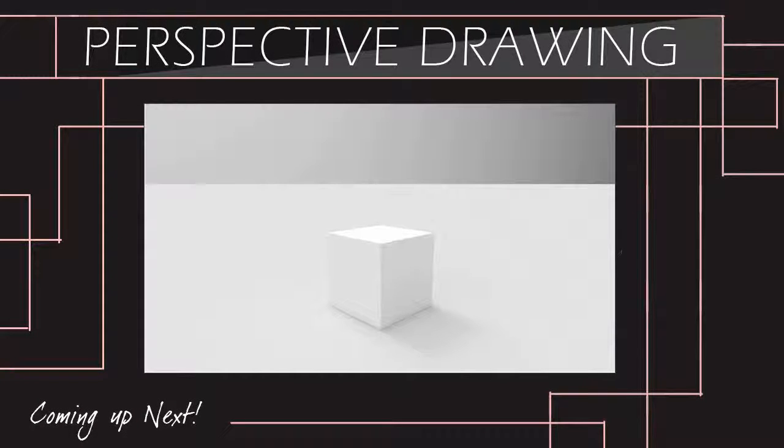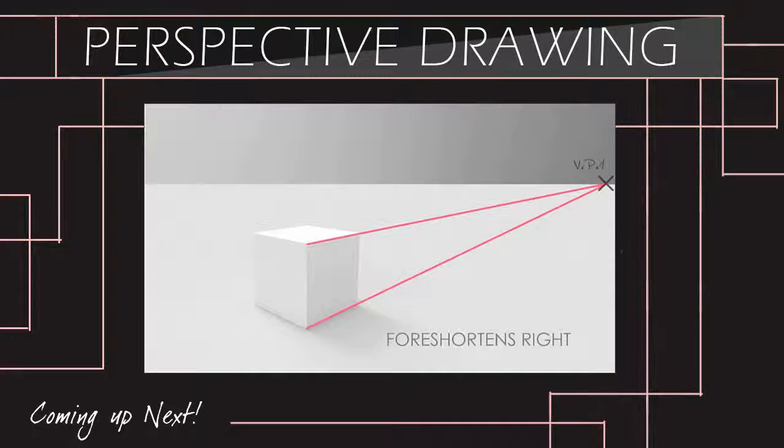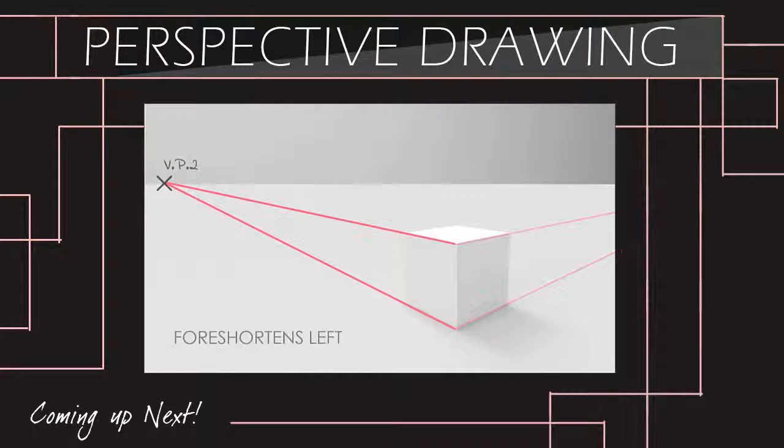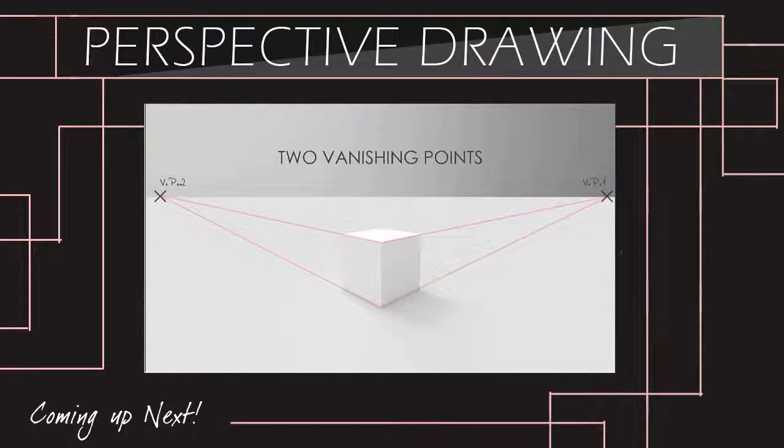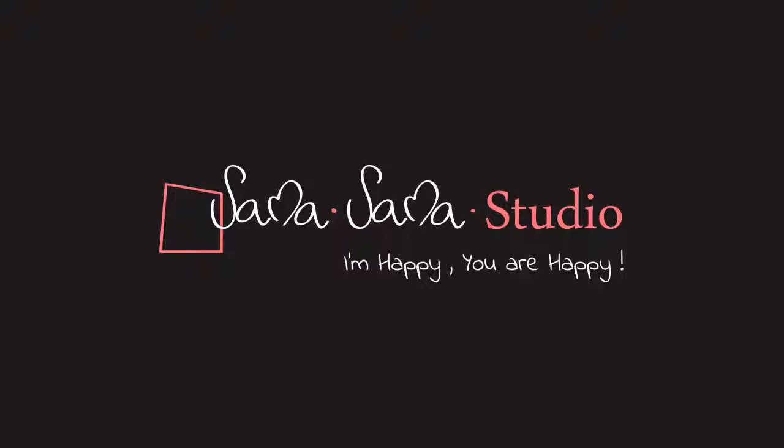Coming up next. In the next video we will learn how, when adding a second vanishing point to the eye level, we can draw rotated objects, obtaining two-point perspective. See you then! Stay tuned for our next tutorials.